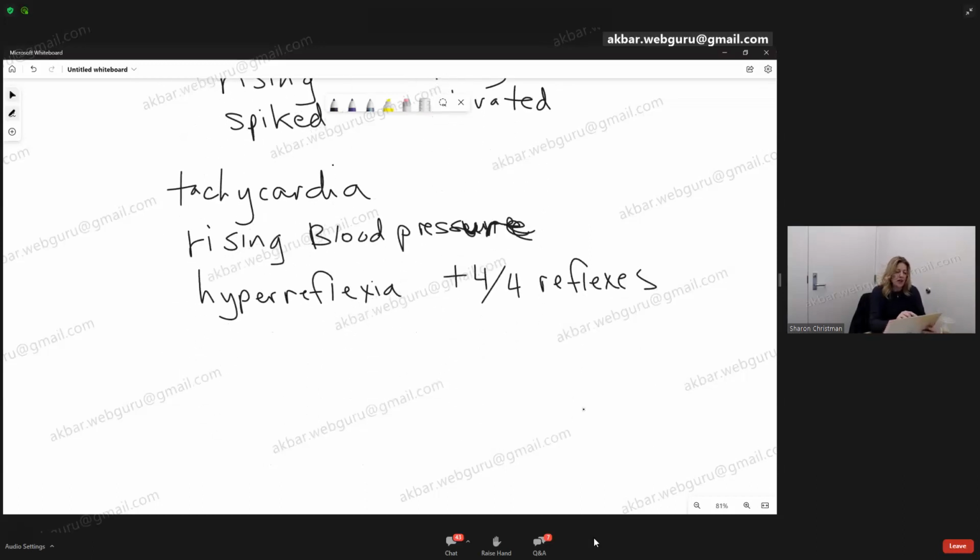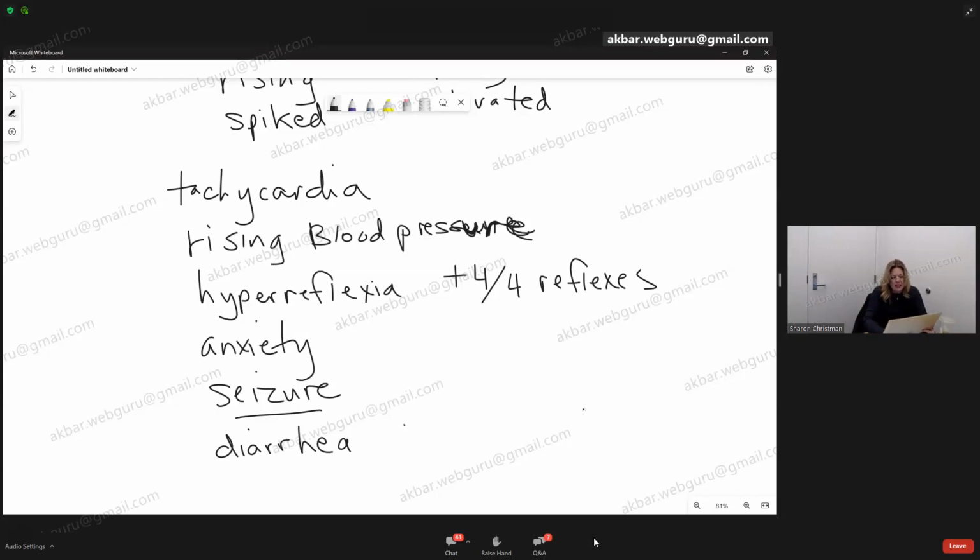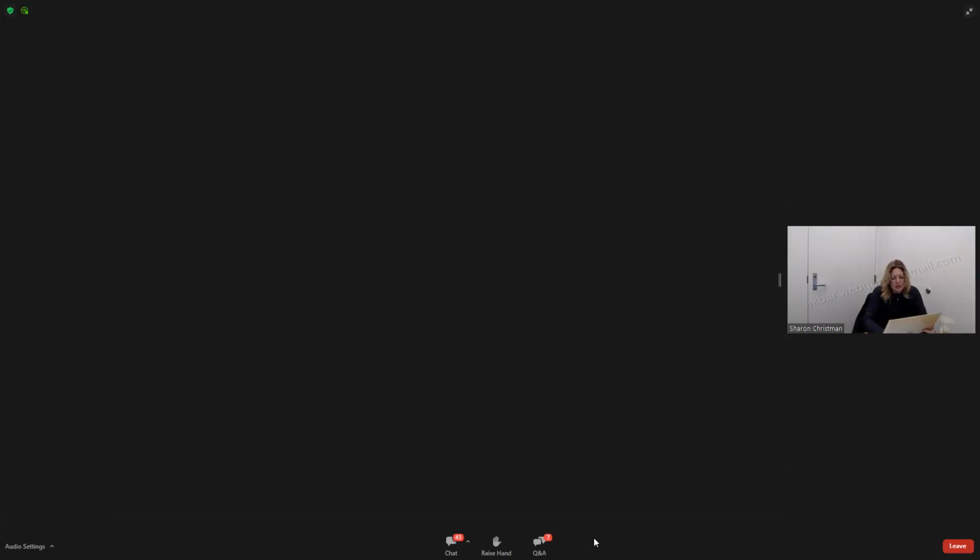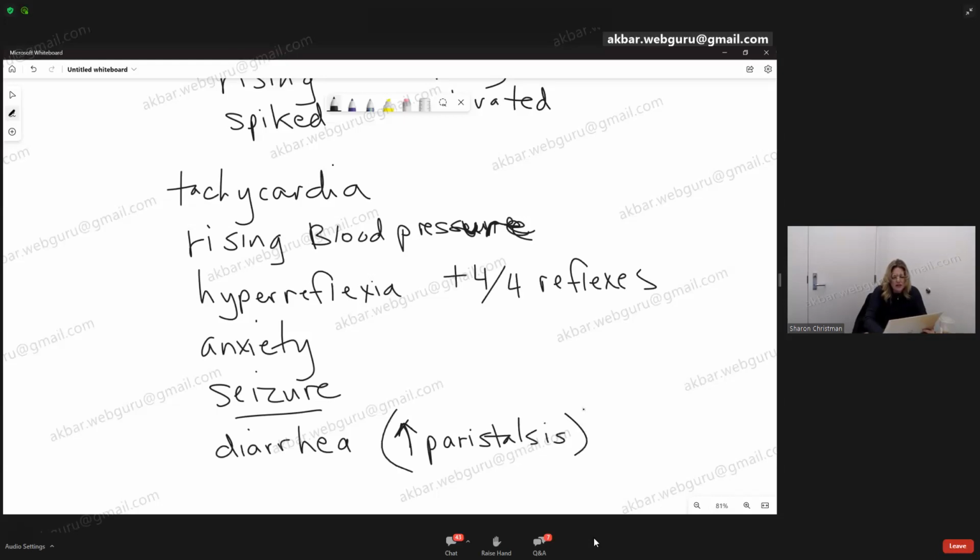How about this? How about anxiety? How about this one? This is sort of the ultimate up symptom, seizure. That's like the ultimate up symptom because all your neurons are firing all at the same time. Okay. How about this one? Let's see, up. How about this? Diarrhea. Why is that up? How is that up? Because that's increased peristalsis. That's why. Increased peristalsis.